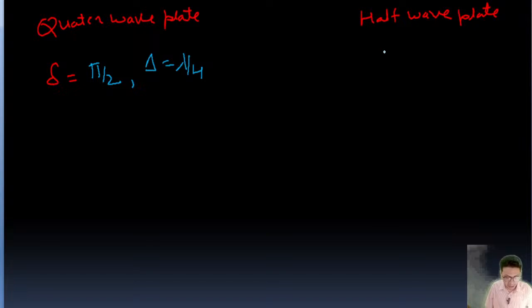For the half wave plate, the value of delta, the phase difference, is pi, and the path difference is lambda by 2. Okay, half wave means the phase difference should be pi and the path difference should be lambda by 2. Quarter wave plate means the phase difference should be pi by 2 and the path difference should be lambda by 4. Okay, so this is the one, guys.